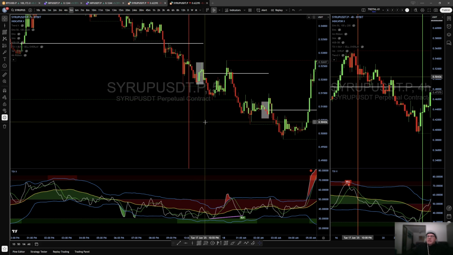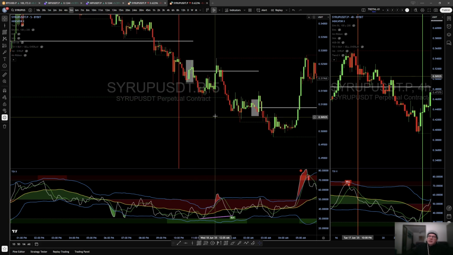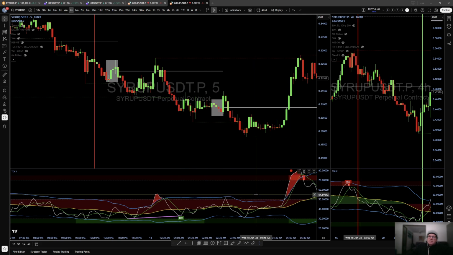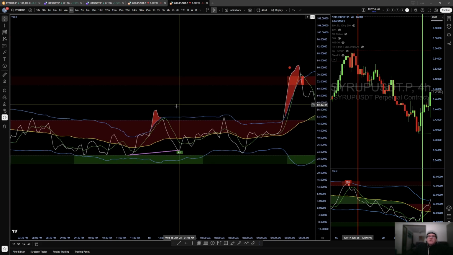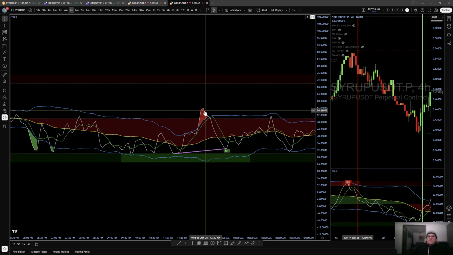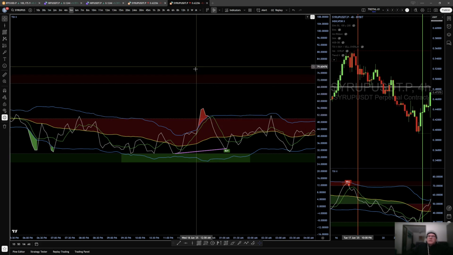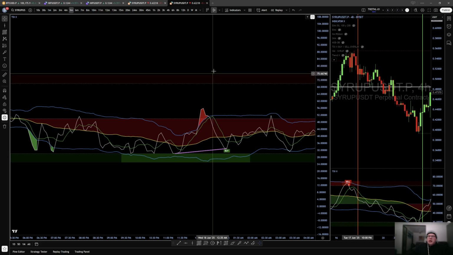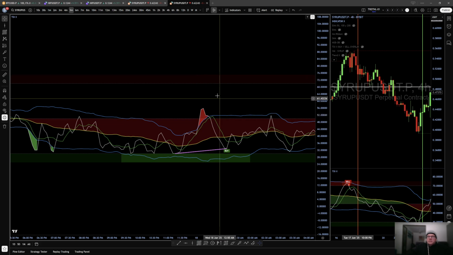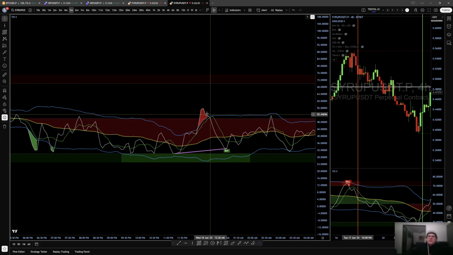And you want to be particular about when you enter on these shark fins, because this shark fin is so close to the middle line here, the 50, that's not an ideal shark fin. You want to get shark fins that are deeper, like higher for shorts and deeper or lower for longs. So this is a risky shark fin to enter on.